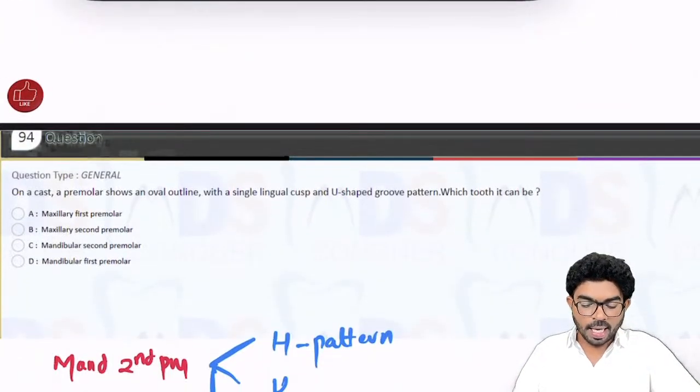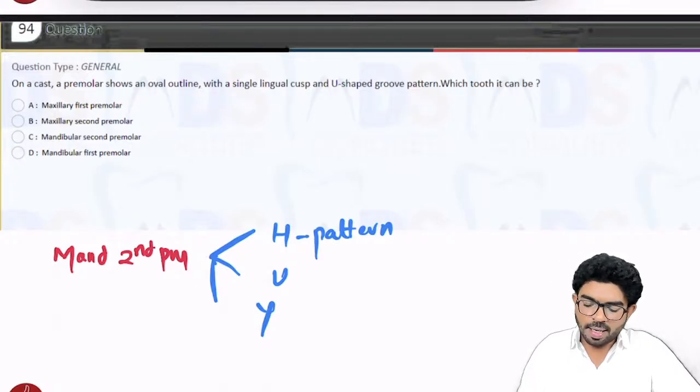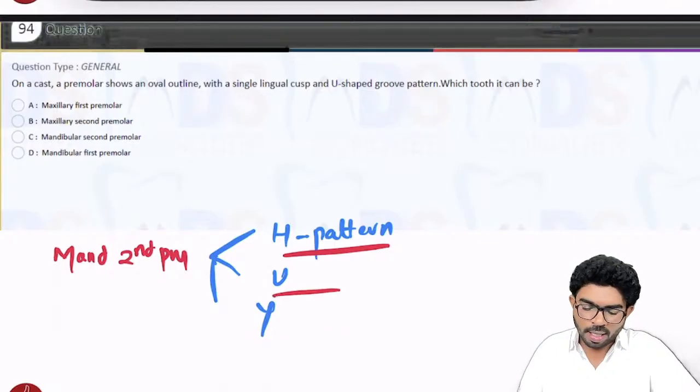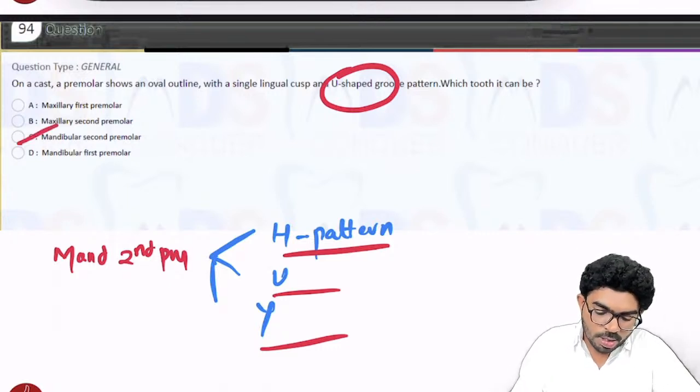So then comes, again, this is what I was talking about. I was talking about the cuspal pattern of your mandibular second premolar, which has a 2 cuspal pattern as well as a 3 cuspal pattern. So those are different patterns. One pattern is the H pattern, U pattern, and V pattern. And if you check this question, they have given a U-shaped groove pattern is seen in the case of, that is your mandibular second premolar, option C, 94.